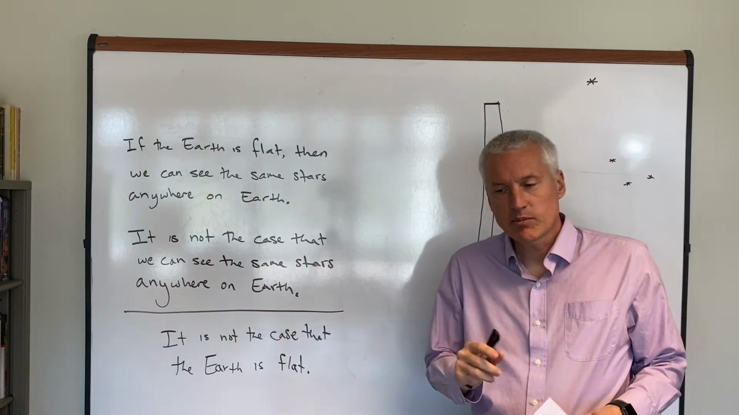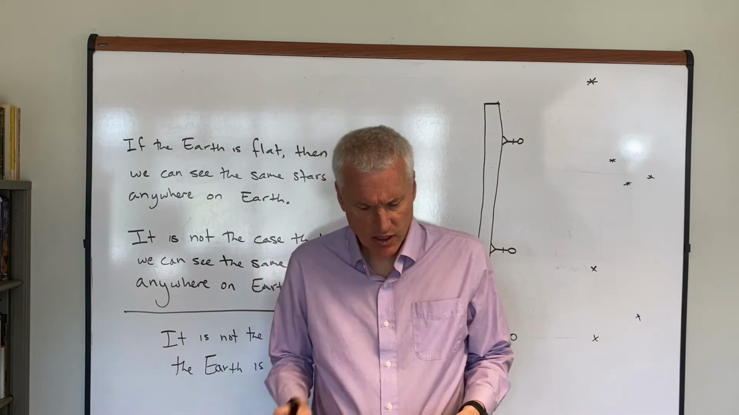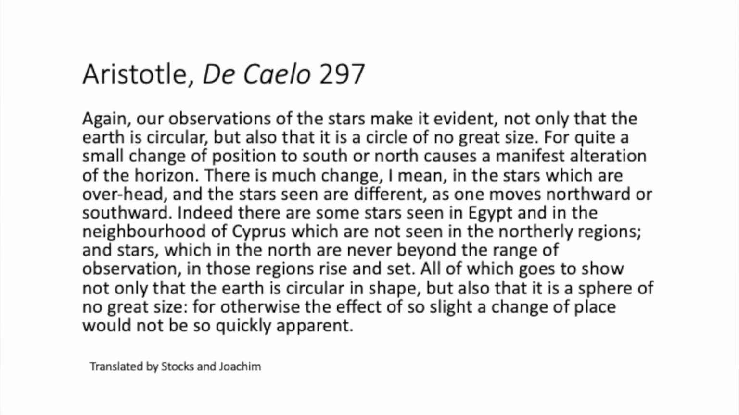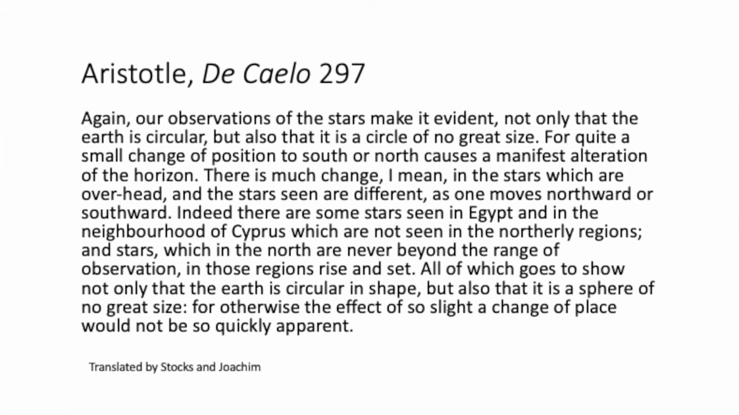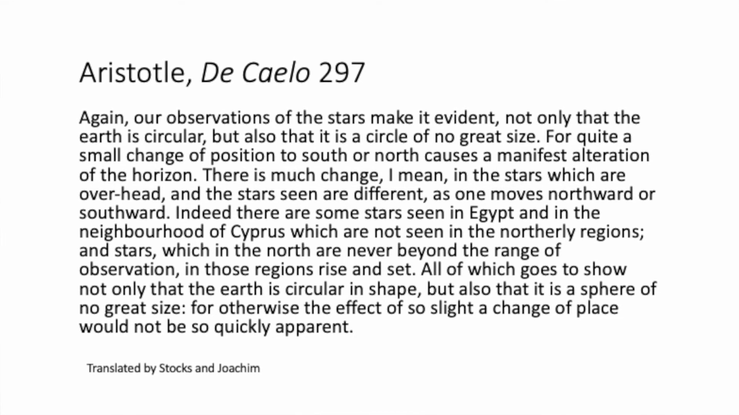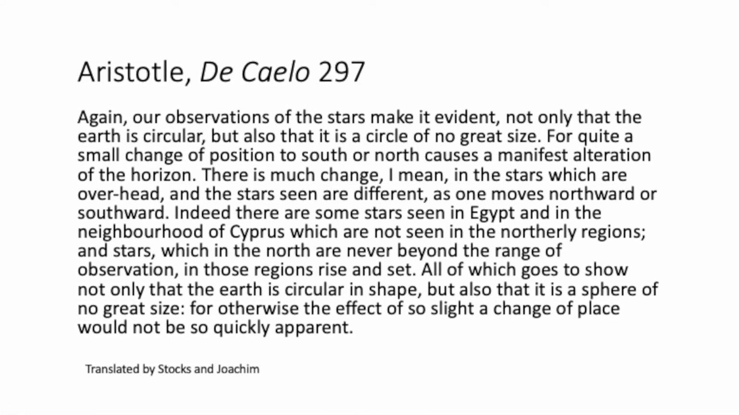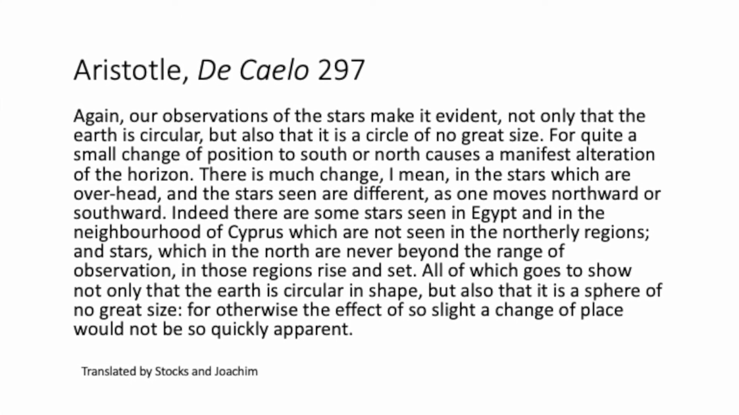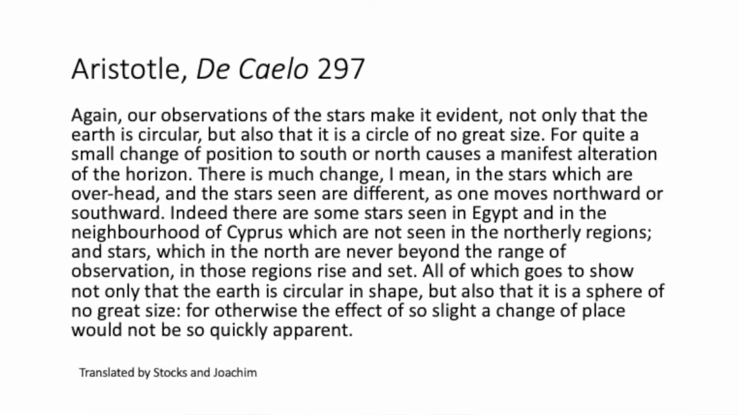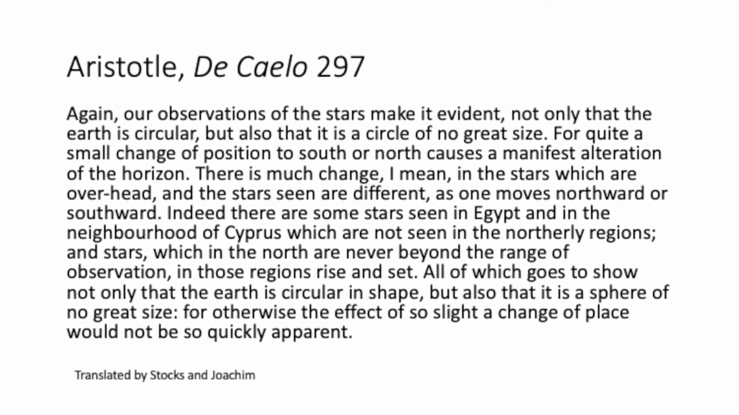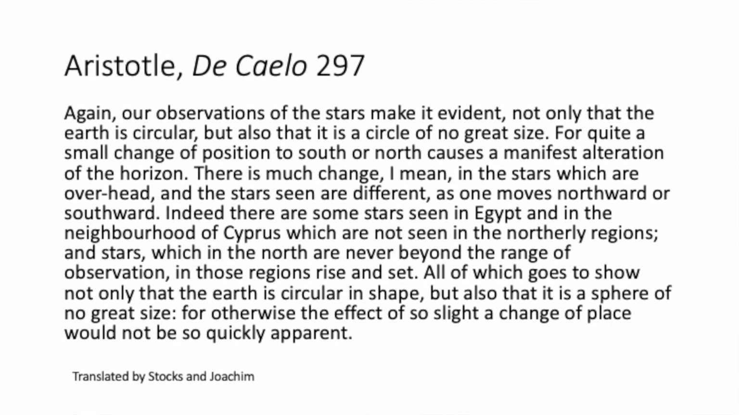The historical example I want to share comes from Aristotle, from a book he wrote about the stars. And in this book, Aristotle says, again, our observations of the stars make it evident, not only that the earth is circular, but also that it is a circle of no great size. For quite a small change of position to south or north causes a manifest alteration of the horizon. There is much change in the stars which are overhead, and the stars seen are different, as one moves northward or southward.